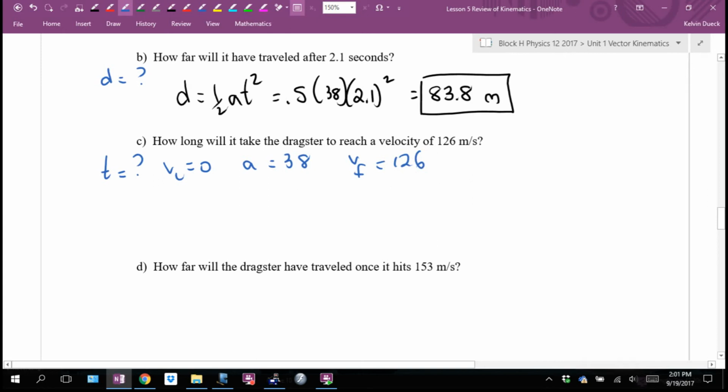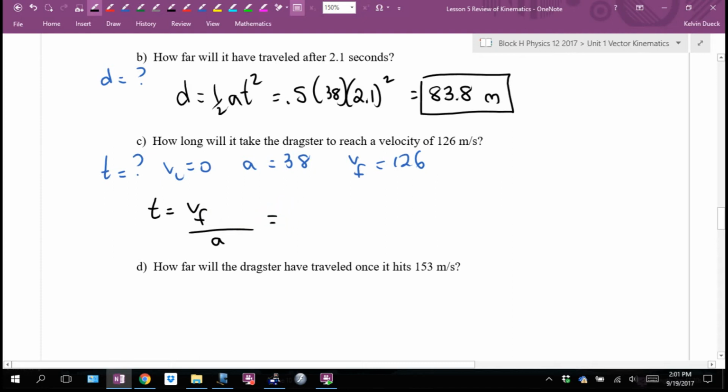Darcy, I'm looking for an equation that has a T, a VI, an A, and a VF in it. There is one. Can you get the T by itself, please? Yep, so it would have been minus VI over A, but since VI is 0, we can even be lazier. I'll take that.